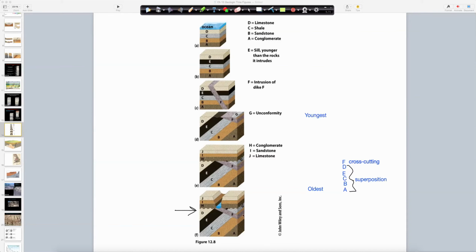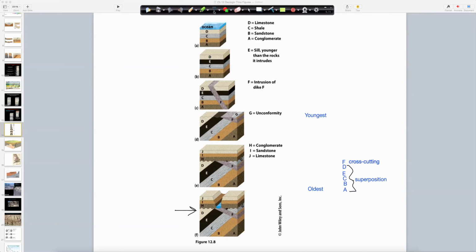Since A is older than B, and F only shows up in B, F still has to be younger than A. Sorry, F would actually keep probably going, but you know A is older than B, and F only shows up in B, so F still has to be younger than A. And F cuts across everything through D. Therefore, whatever's doing the cutting is always younger than what is being cut. So F is younger than D.